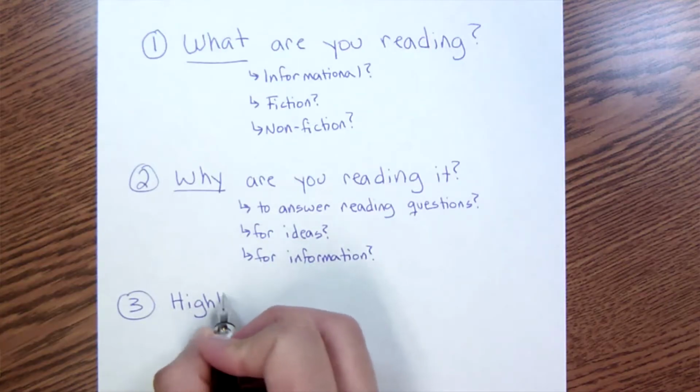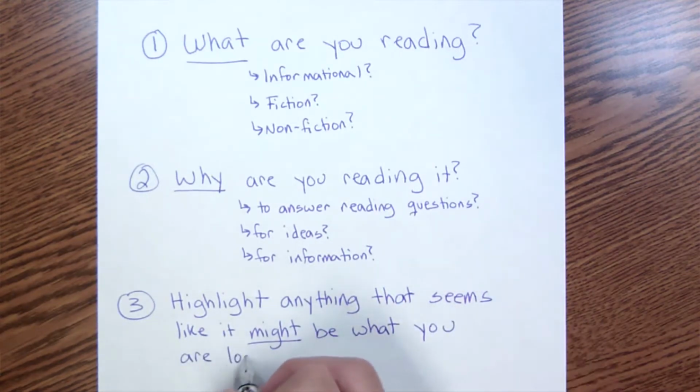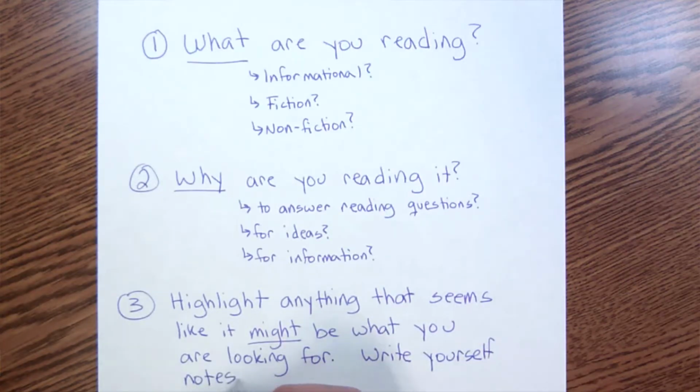And then the final step, the action step, is that you should pull it up and highlight anything that seems like it might be what you're looking for. Even if you're not sure, as you're reading the article, you're never going to truly be sure if it's what you're looking for. But if you think, yeah, this might be what I'm looking for, highlight it. You should also write yourself notes. Now, the writing yourself notes depends what platform you're on.